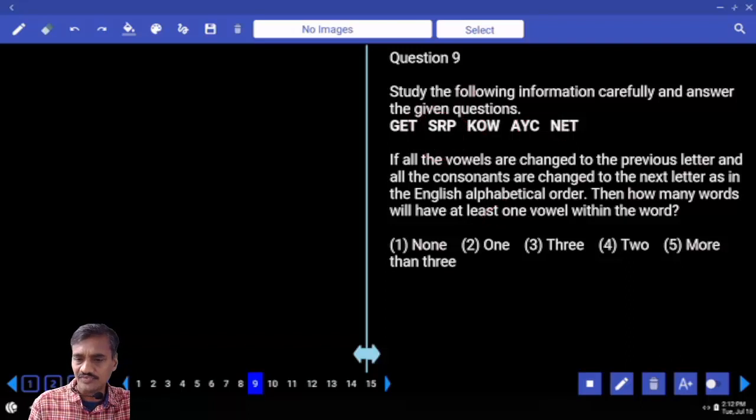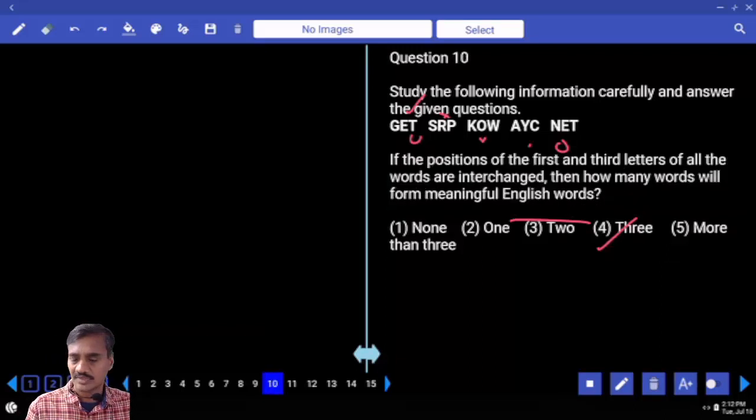Then the ninth one. If all the vowels are changed to the previous letter and consonants changed to the next letter, then how many will have at least one vowel with them? One vowel means again the question is a vowel, and vowels will be changed to the previous, hence there is no necessity of working out this one. Only on the consonants we need to plus 1. G plus 1, T plus 1 is U, hence it is a vowel. And ST, R and RS, PQ and KL and WX and YZ, CD, NO. And how many are there? There are 2. And 2 is the choice for the ninth one.